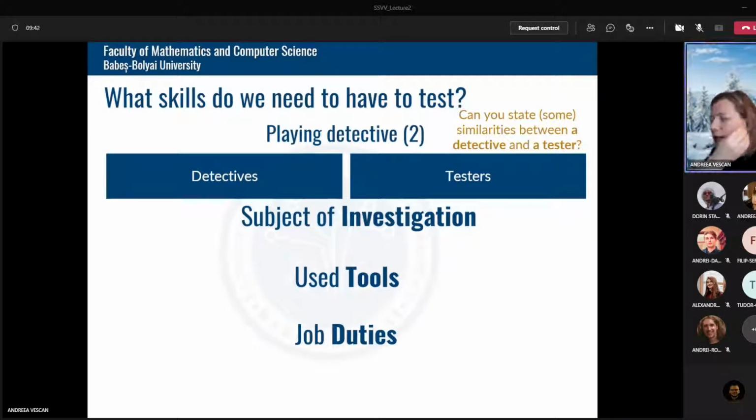That's why maybe when you are a detective, you are not allowed to investigate on your own related activities, right? What else? What do you have to do? What are your job duties as a detective and as a tester?